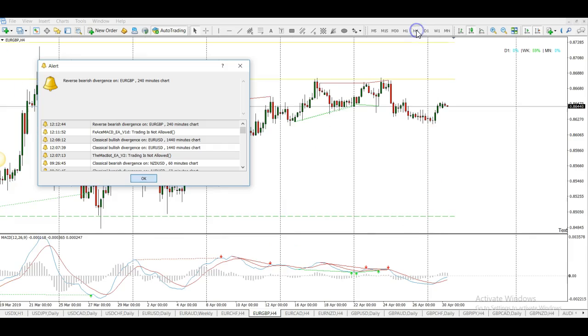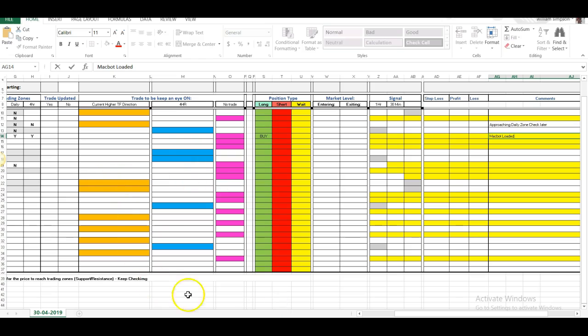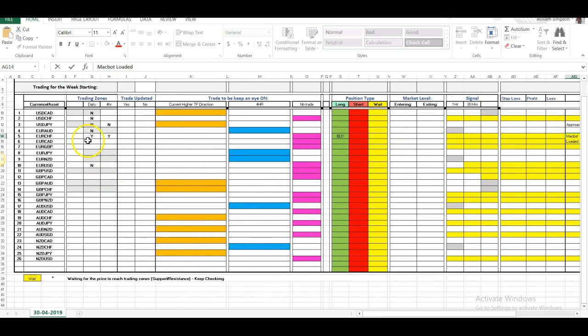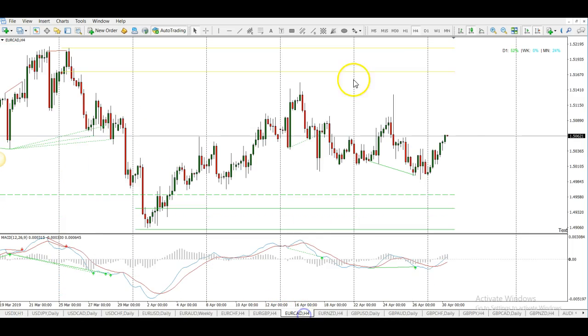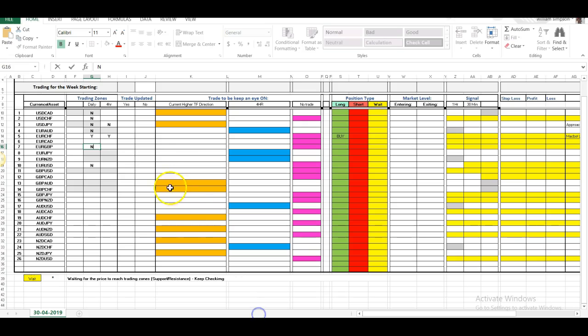So nothing on the 2, no. It's the British pound. Nothing on it. Next pair is Euro CAD. Okay, go to the daily and no. Wanted to kind of go up higher, so no on it.